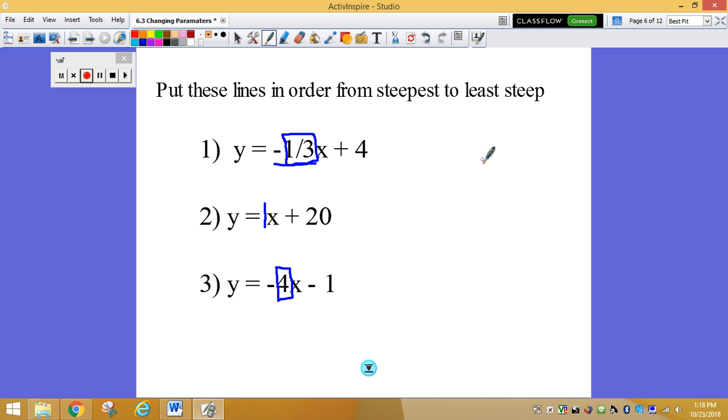So the biggest number is 4. This is going to be my steepest. And then between 1 and 1/3, 1 is going to be the bigger number. So 2 is the second steepest. And the least steep is that -1/3.